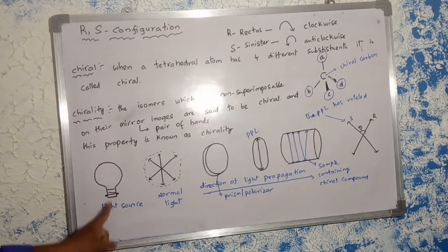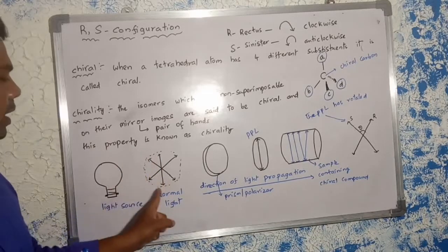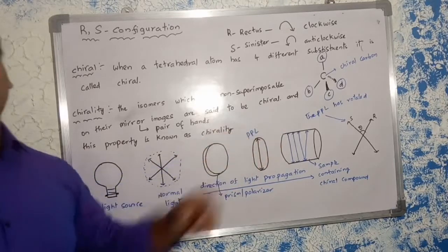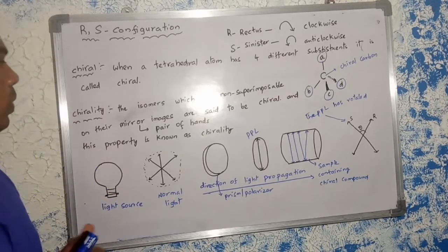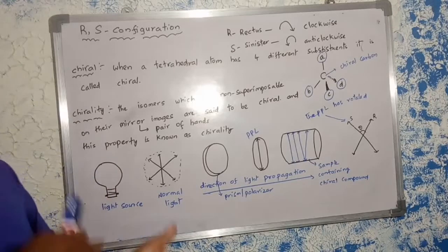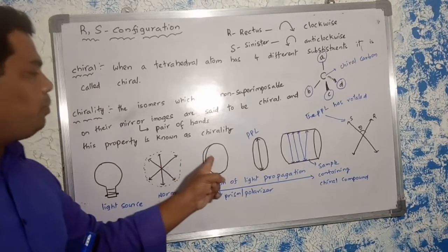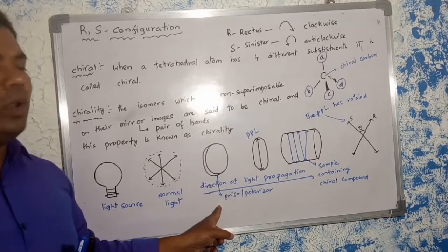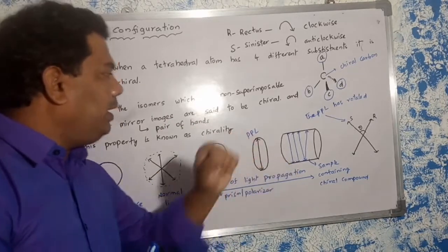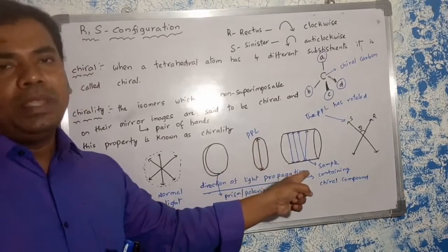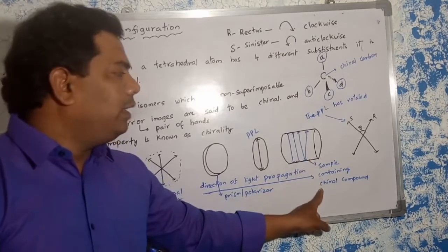Now some principle. This is the light source, this is normal light. If normal light travels to the sample, it rotates atoms or groups in all directions, so it is very difficult to find out the R-S configuration. Therefore this normal light is passed through the nicol prism or polarizer, and it converts into plane polarized light. This plane polarized light is passed through the sample containing the chiral compound. The sample should contain a chiral compound.